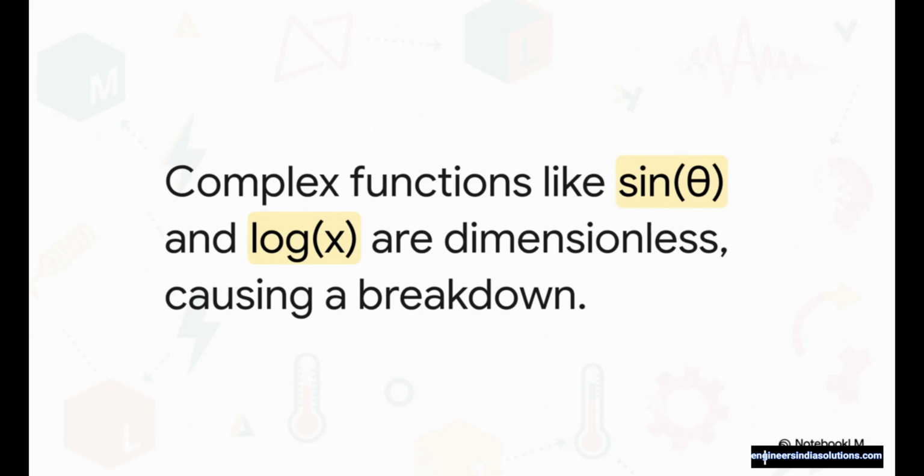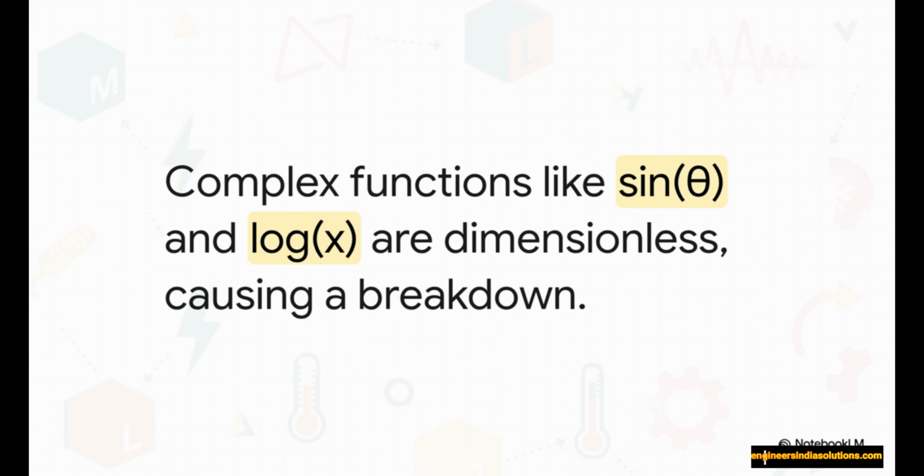Now think about these messy, incalculable roadblocks. Take a thermodynamics formula for work. W equals 2.303 nRT times the log of V2 over V1. Or really, any formulas containing the sine of theta, cosine of theta, or e to the power of x. Dimensional analysis completely breaks down when facing these.